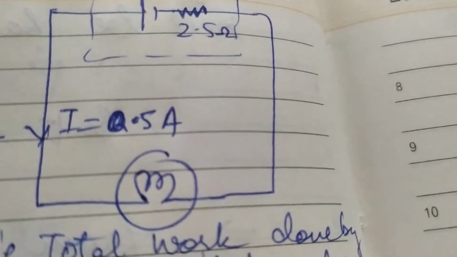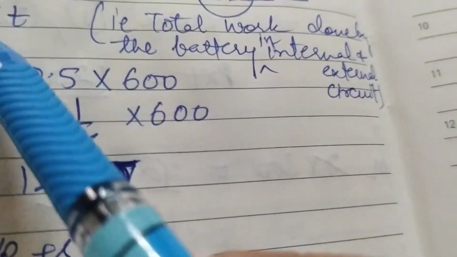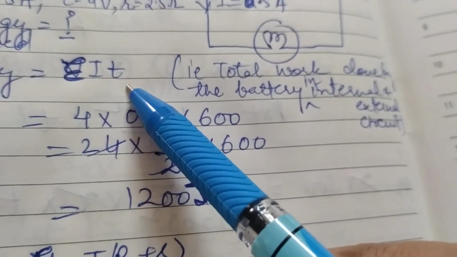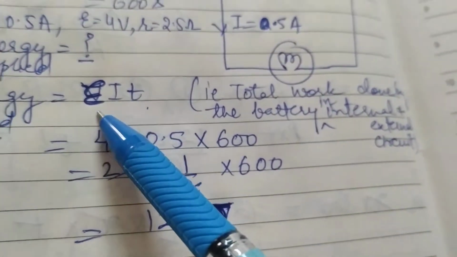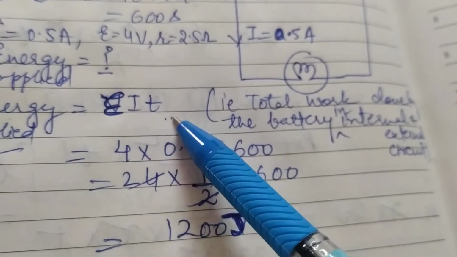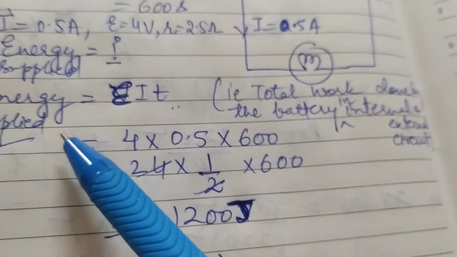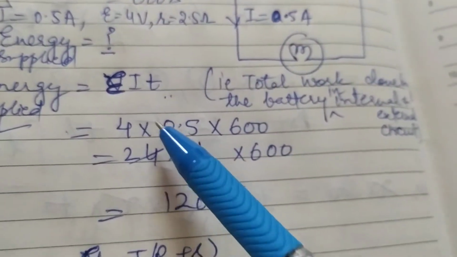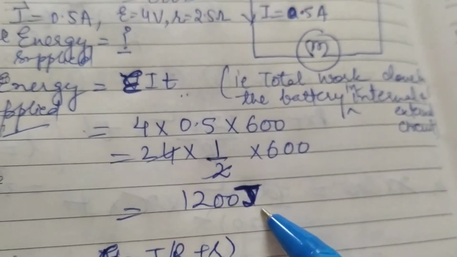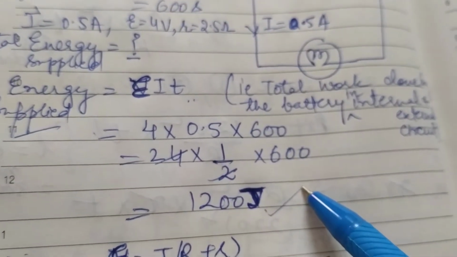So it must be equal to VIT, like the formula is. So here the formula should be EIT. You can use this formula for energy supplied by the battery. So you substitute these values, you will get this answer 1200 joule.